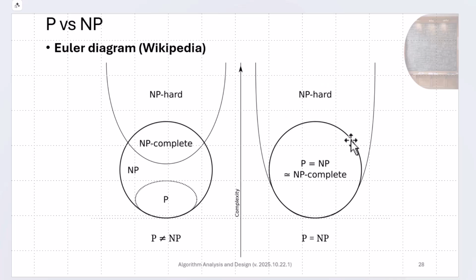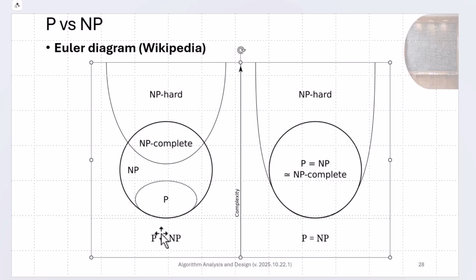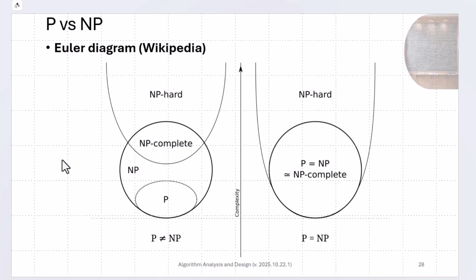This is the other possibility. Now, most computer scientists, not all, but most think the one on the left is true. I'm included in that. I think that P is not equal to NP because I figure someone probably would have solved it by now or come up with a polynomial algorithm to solve an NP complete problem, but no one has.